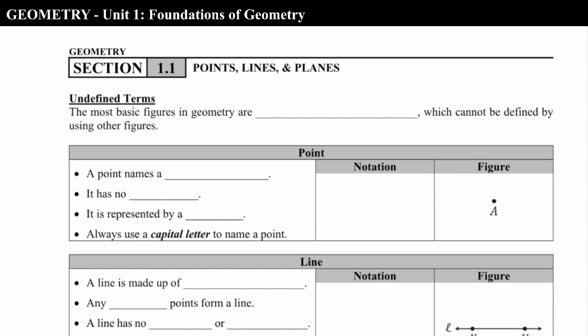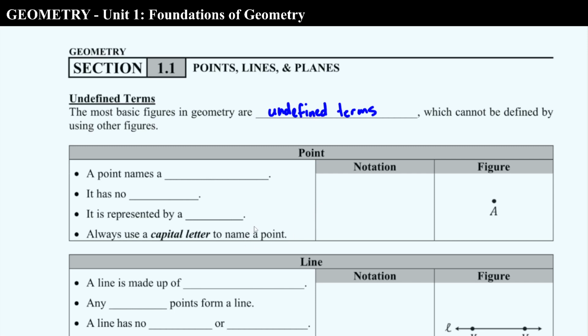So we're going to start off geometry here talking about some undefined terms. These are terms that we can't use other things to describe. These are your most basic shapes or most basic concepts in geometry. So the most basic figures in geometry are referred to as undefined terms. And the reason that they are called undefined, again, is because we can't describe them using anything else.